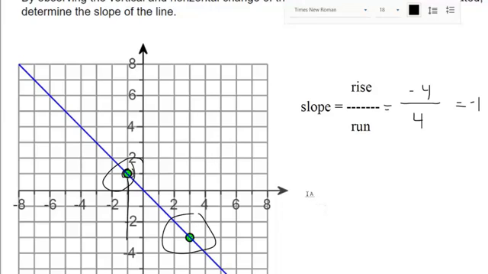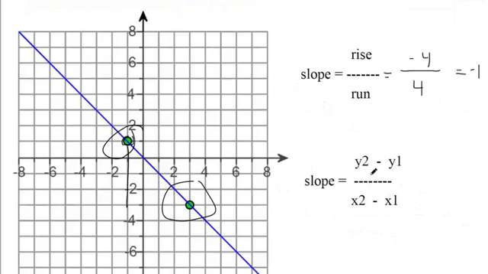Or you could calculate a slope by using the formula that's often given in textbooks. It's y2 subtracted by y1. This will get you the same answer. Over x2 subtracted by x1. Where the y2 and y1, it doesn't matter. Those are y coordinates. It doesn't matter which one you pick to be y2 or y1.